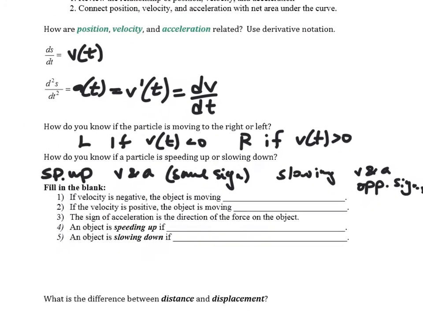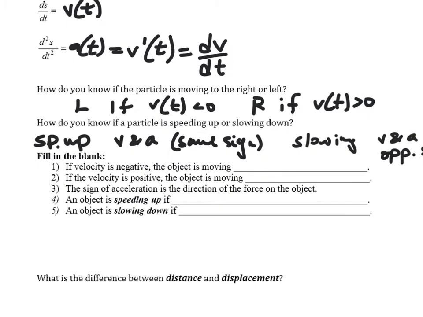Alright, so if velocity is negative, the object is moving to the left. If velocity is positive, object is moving to the right. Sign of acceleration is the direction of the force on the object. An object is speeding up if, like we set up here, velocity and acceleration have the same sign. Slowing down if they have different signs.